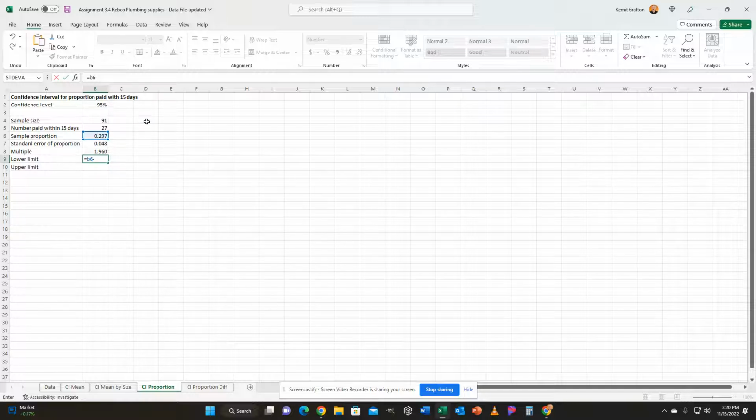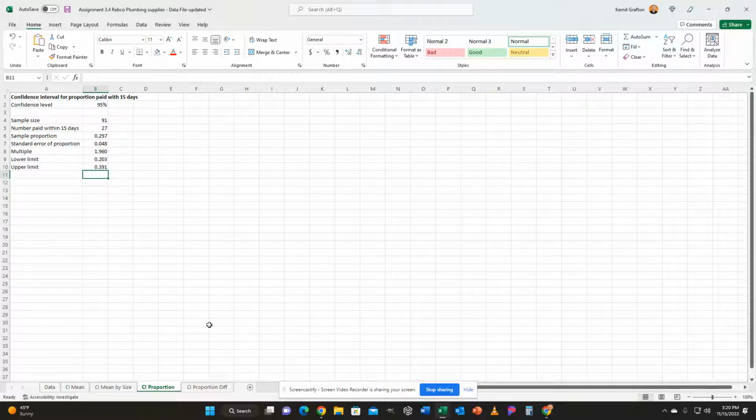For our lower limit, we subtract from the sample proportion B6 the product of B8 and B7. Then for our upper limit, we add B6 plus B8 times B7. That gives us the upper and lower limits of our proportion. So we know somewhere in there is going to be the population proportion. As we saw up there, the sample proportion is within that range as well.